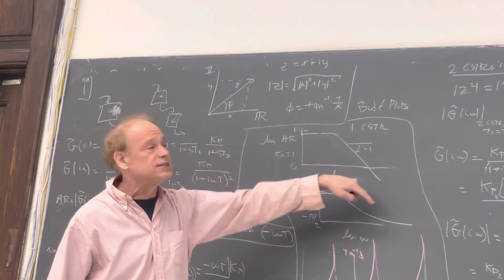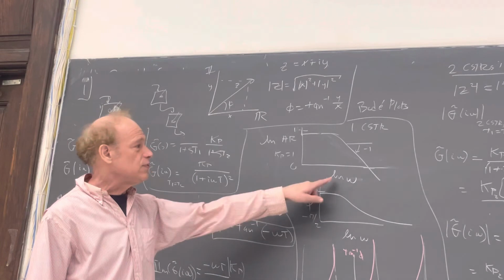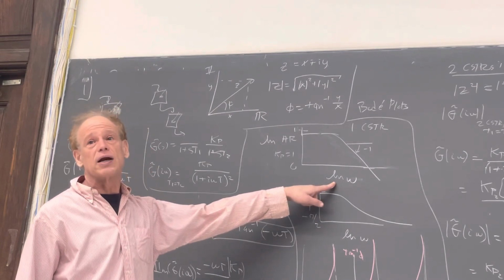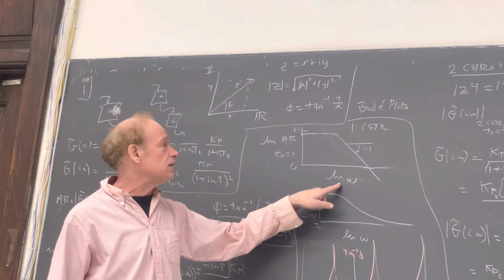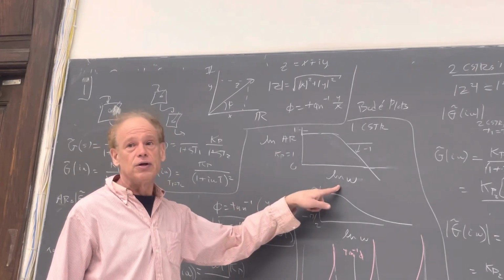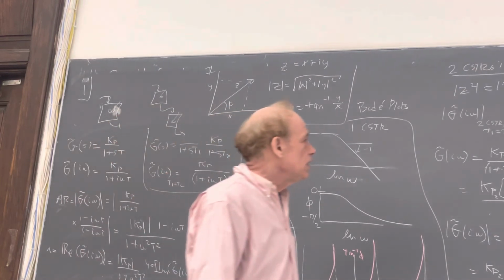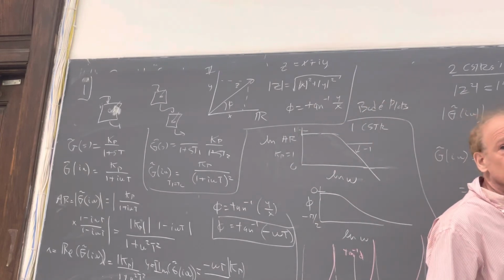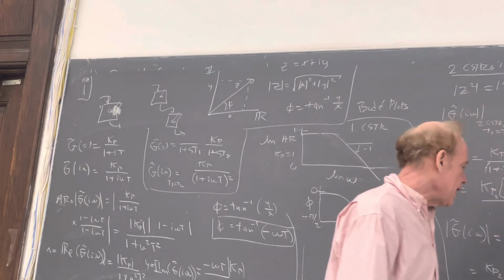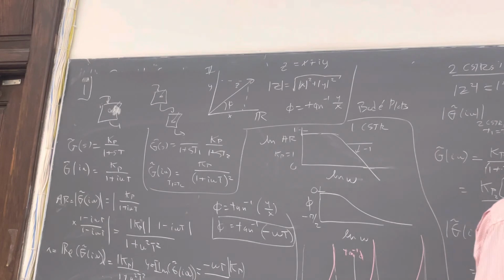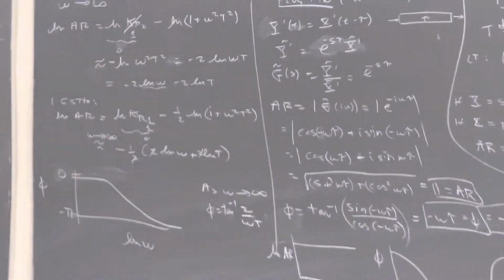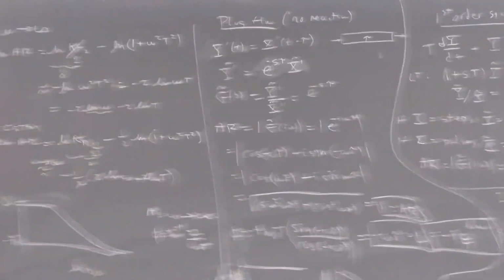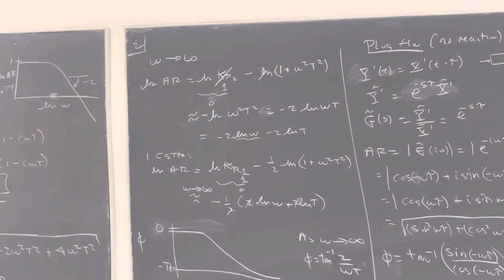This went down with a linear slope of -1. That's why we plotted against log omega, so we get a simple plot, because the log of the amplitude ratio is linear in the log of omega here. Here we have a slope of -2, and the Bode plot looks a little different. Here, instead of going from 0 to -π/2, it goes from 0 to -π. That's a little hint of what's to come.